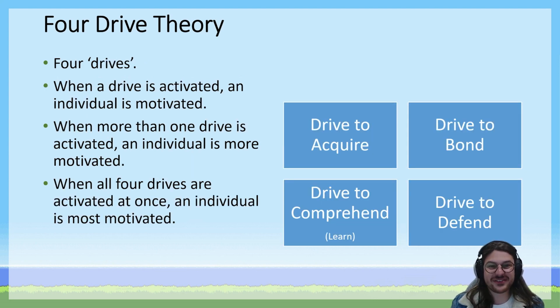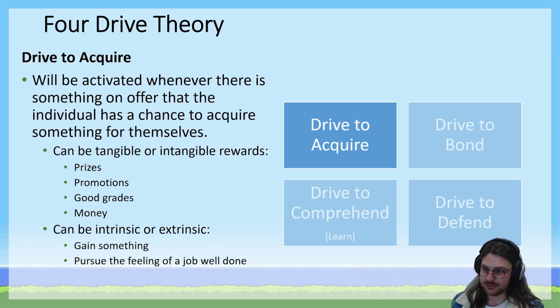These 4 drives are sitting there, little boxes of motivation that can be activated by different contexts that a human finds himself in. Lawrence and Nohria said that when one of these drives is activated at a time, an individual is slightly motivated. When more than one drive is activated at a time, the individual is more motivated, and if an individual can find themselves in an environment where all 4 drives are activated at once, they will be their most motivated.